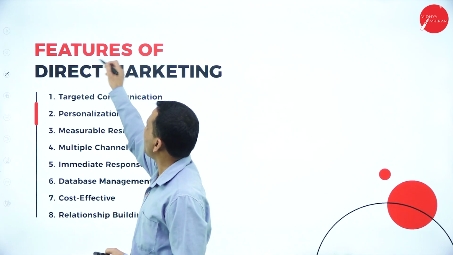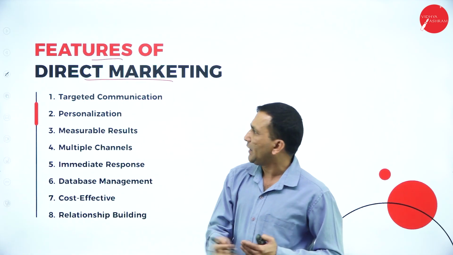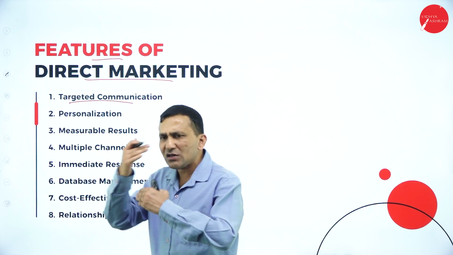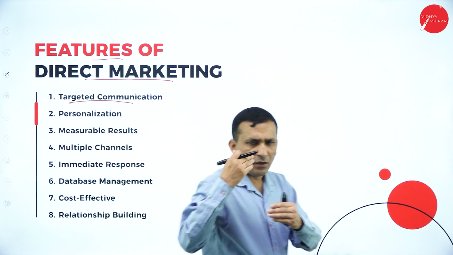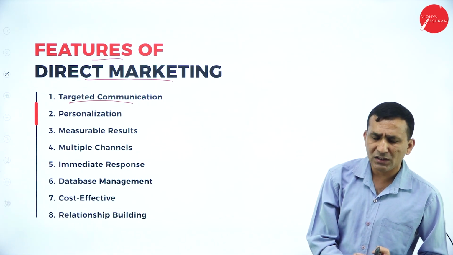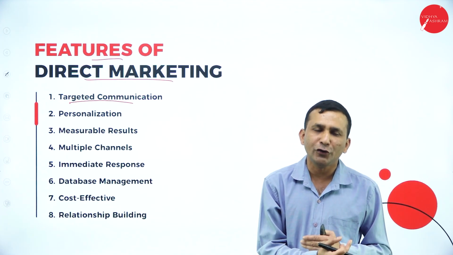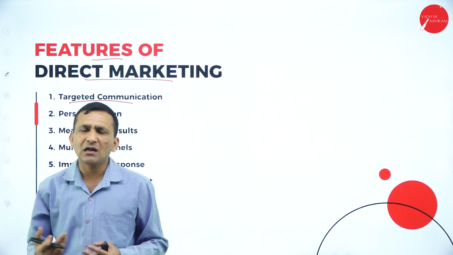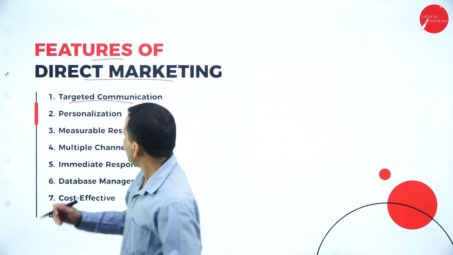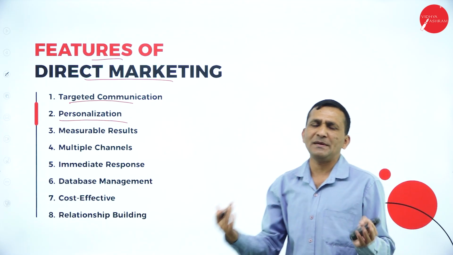Moving to the features of direct marketing, the first one is targeted communication. We are focusing only on the direct customers, targeted communication between the producers and industrial customers. The communication process always depends on two-way communication. As per the requirement, the business producers start producing or offering a product, which is completely personalized.